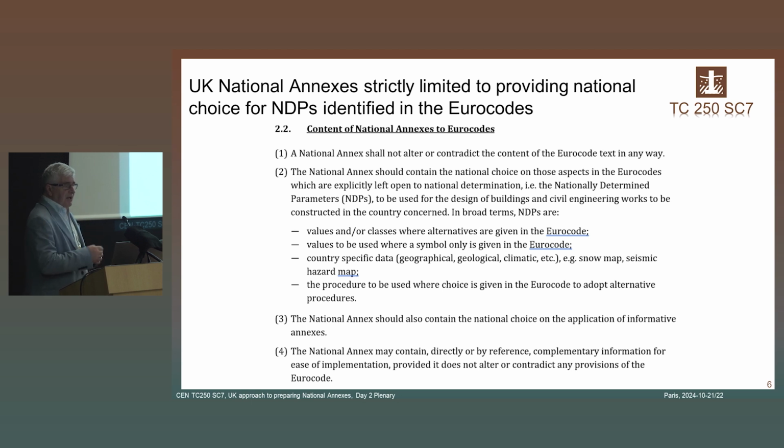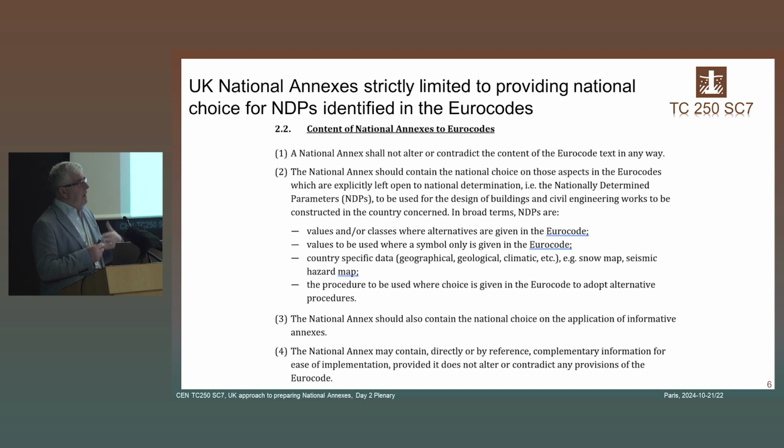Now, for the second generation, we decided that the UK national annexes would strictly be limited to providing national choice for NDPs. I know that some countries in their current national annexes have got a lot of additional information in the national annex. Others have got very thin national annexes which refer out. And we're basically sticking with that model.